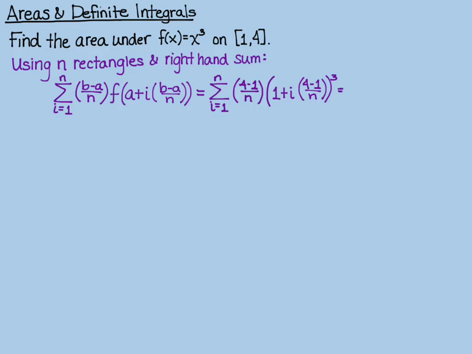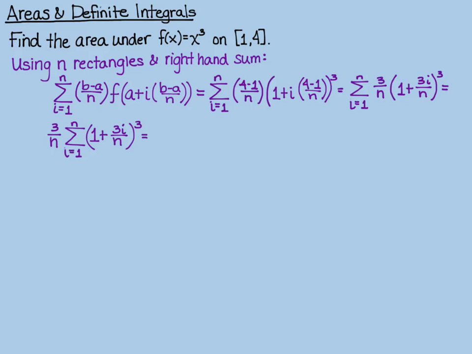So I end up with the sum as i goes from 1 to n of 4 minus 1 over n times 1 plus i times 4 minus 1 over n quantity cubed. This comes out to i equals 1 to n of 3 over n times 1 plus 3i over n quantity cubed.